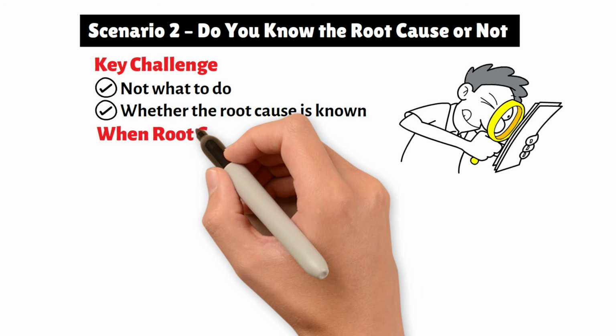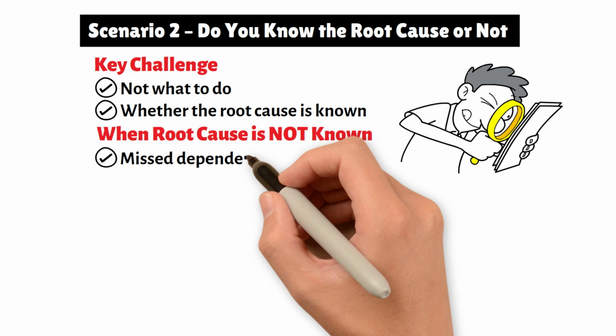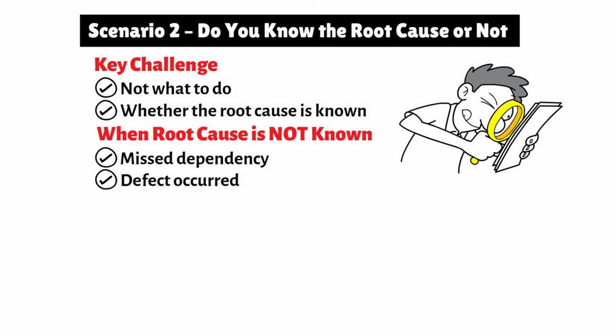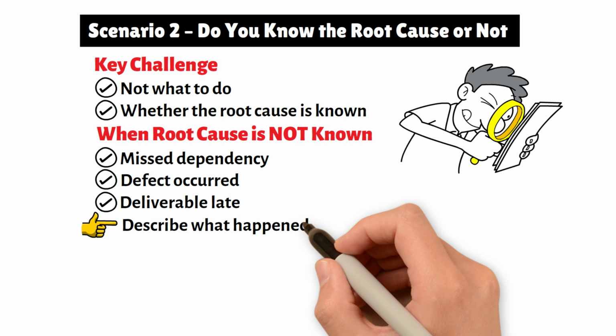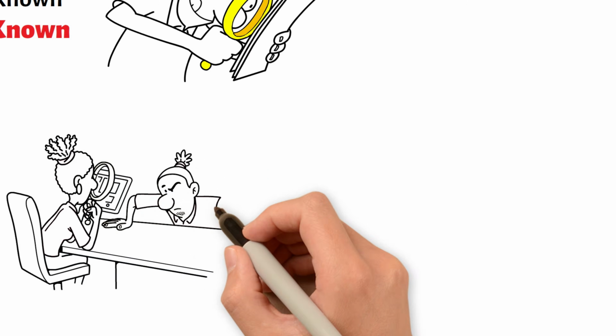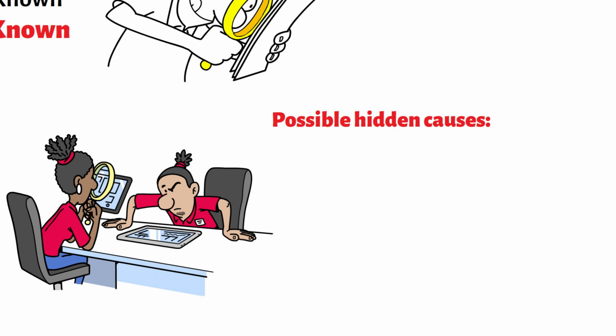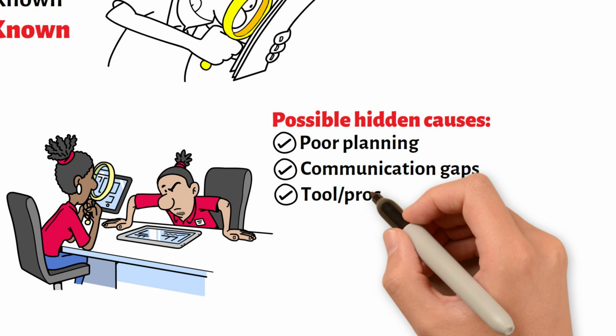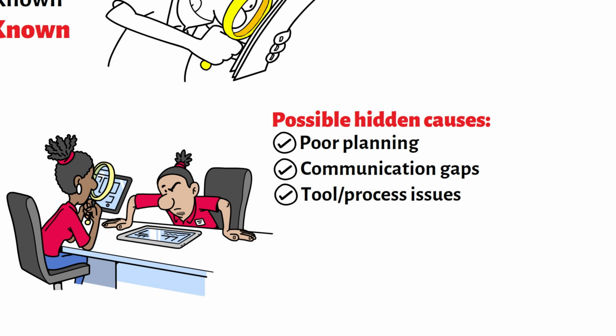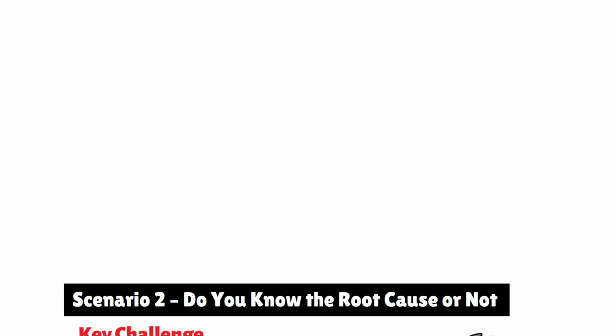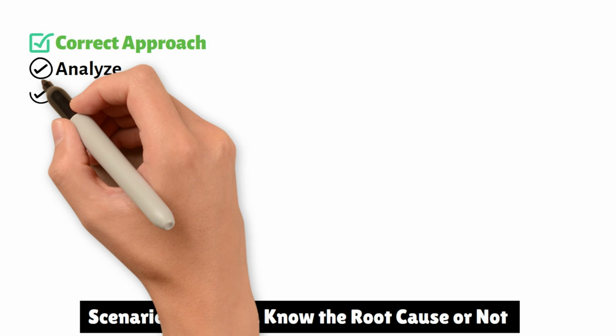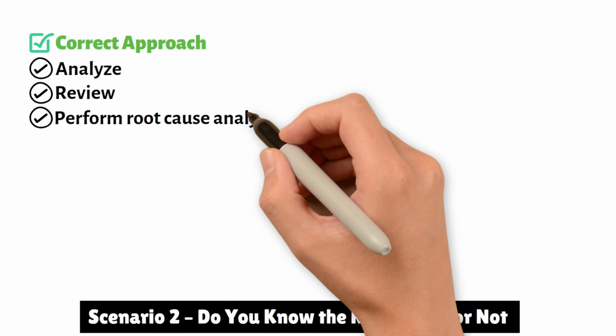You might see a situation like, a delay occurred because a dependency was missed. A defect occurred during testing. A deliverable was completed late. At first glance, these may look like causes, but they are not. They describe what happened, not why it happened. A missed dependency is still a symptom. You don't yet know if it was caused by poor planning, lack of communication, inadequate tools, or process gaps. So in this case, you are still in the analysis stage. The correct step is to analyze, review, perform root cause analysis.